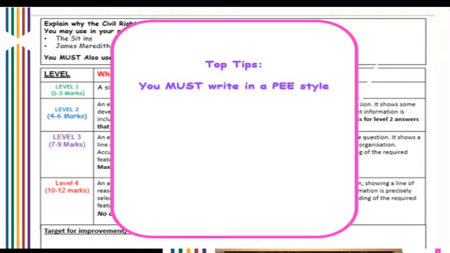So you must write in a PEE style. If you don't know what that means or you don't know how to do that, I'll be breaking that down for you in a second. Okay, so PEE stands for point, evidence, and explain. So you have to state your point, give some evidence, so some facts, some knowledge, and then you have to explain. By explaining, you're linking it back to the question, explaining why that event or that thing that you've just described helped to further progress in civil rights between 1960 and 1962.